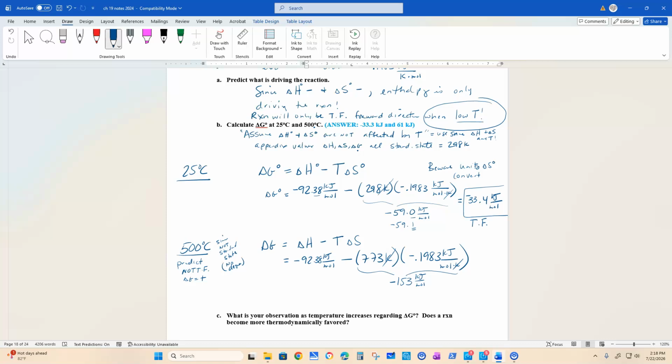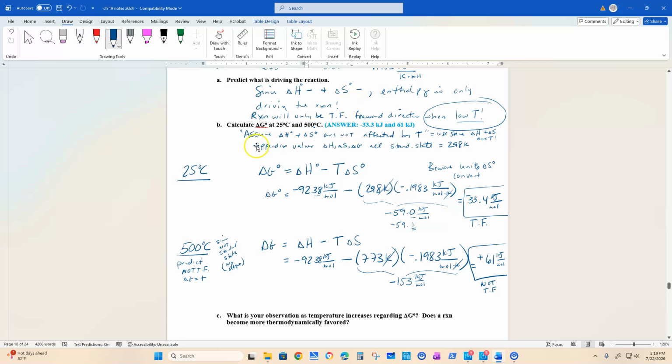My answer key said 33.3. I got 33.4. We're all good. Okay, let's not stress about the rounding. Only stress about the sig figs. Negative 92.38 minus that negative 153. So I got a negative, and then that negative and negative are going to cancel, but this 153 is higher than 92. So I know I'm going to get positive here. And because 153 has nothing after the decimal, I'm going to get positive 61 kilojoules per mole. And definitely not thermodynamically favored.